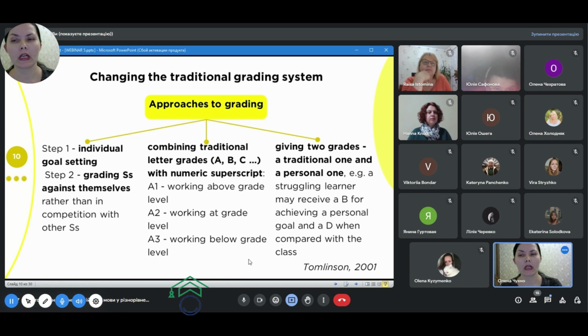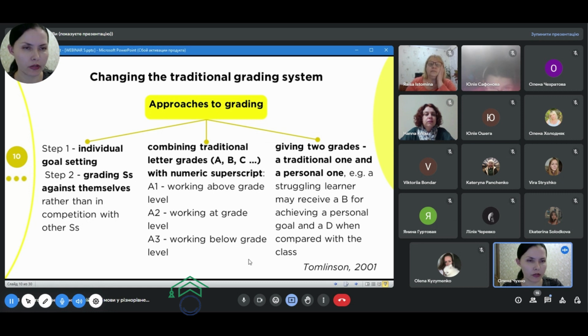The first approach, you start with individual goal setting. It means that the first step that you take is needs analysis. You analyze the current level of your students, and together with your student, you set the goal for some period of time. So the goal that they need to achieve by the end of the course or by the end of the module, by the end of the unit, so you decide yourself. The first step is setting individual goals. And the second step is grading students against themselves rather than in competition with other students.